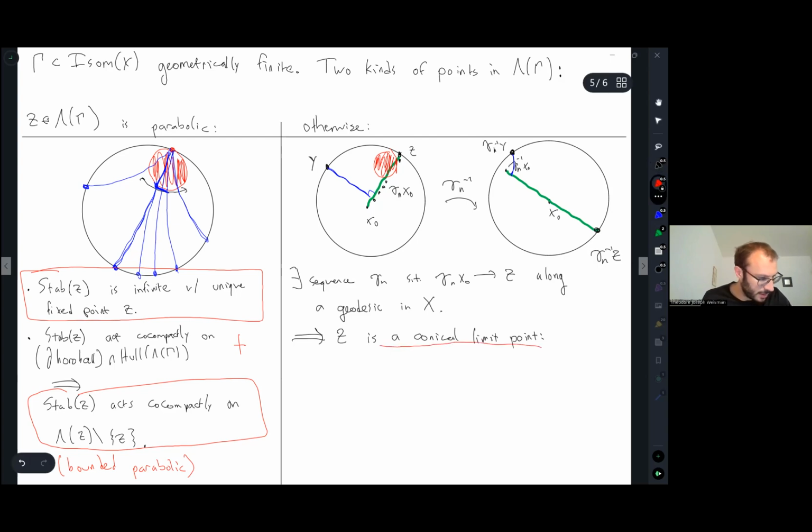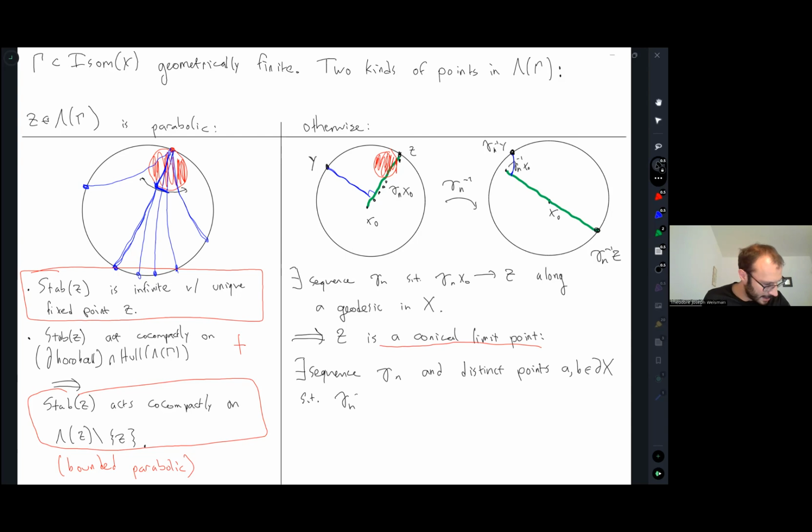Okay, what does that mean precisely? It means that there exists a sequence gamma n, and distinct points A and B in the boundary of X, such that gamma n inverse Z converges to A, and gamma n inverse Y converges to B for any Y which is not equal to Z.